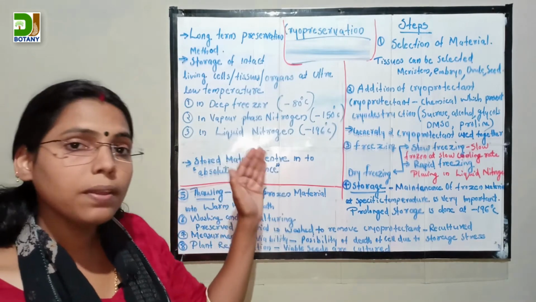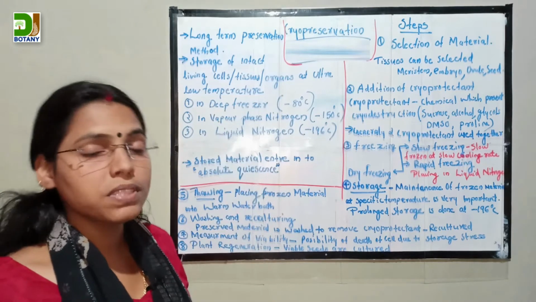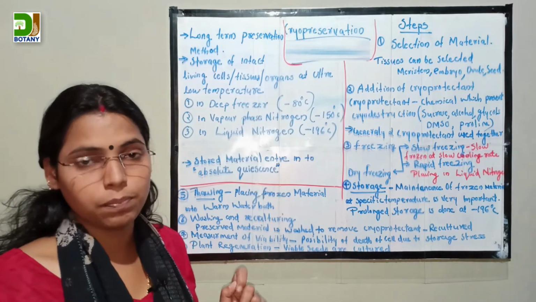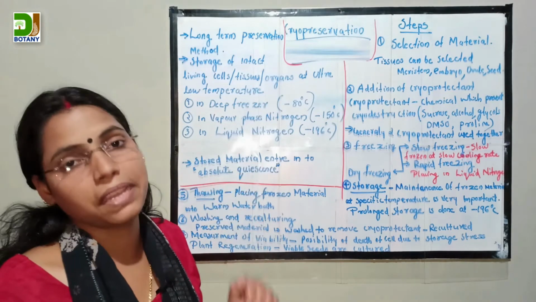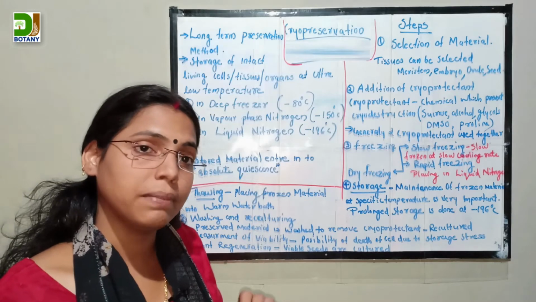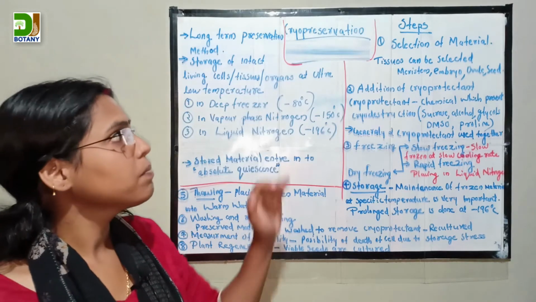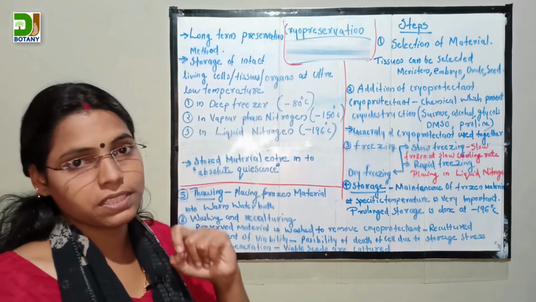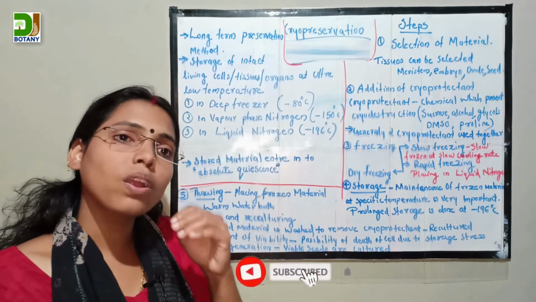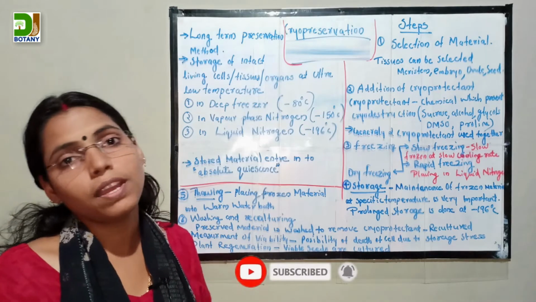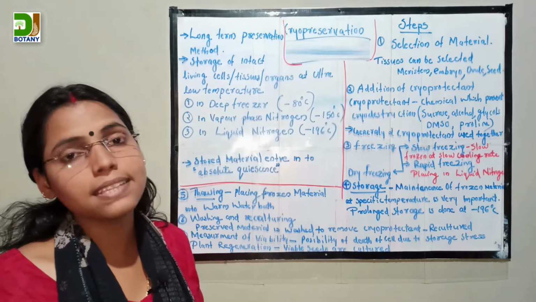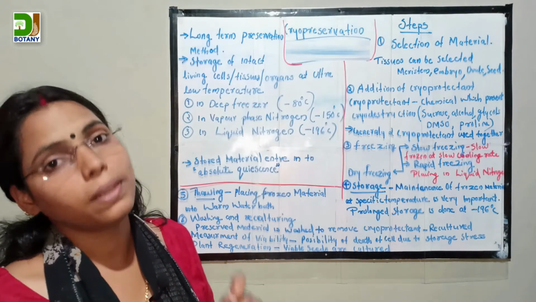Okay. Stored materials in cryopreservation enter into an absolute quiescence stage. The absolute quiescence stage means the biological and biochemical activities are completely inhibited. So this is about cryopreservation: the long-term storage of living cells, tissues or organs under ultra low temperature.